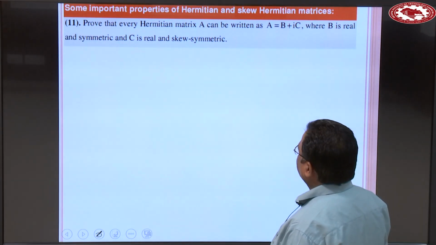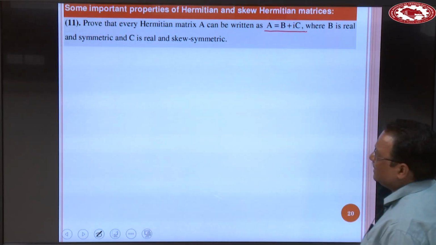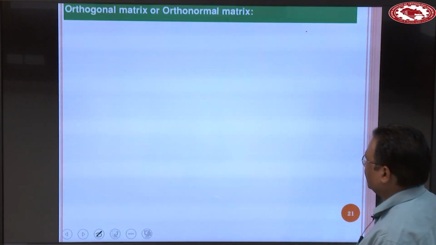Every Hermitian matrix A can be written as A is equal to B plus iota C, where B is real and symmetric and C is real and skew symmetric.